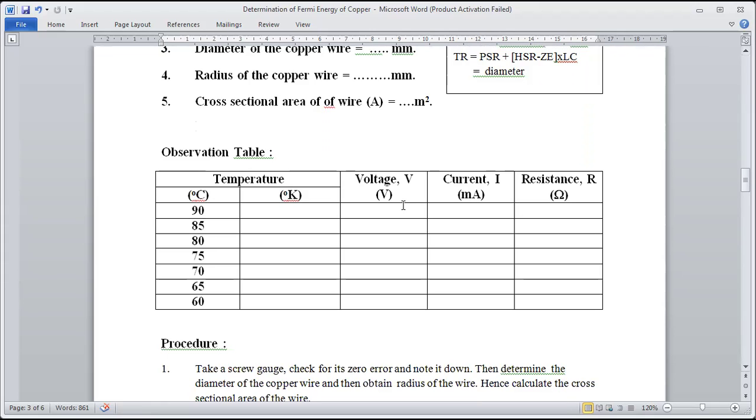The observation table will be like this. The temperature in degree centigrade is noted down from the thermometer, and this temperature is converted into Kelvin by adding 273 to every number. At every temperature, we have to note down the voltage across the coil and the current through the coil. Using Ohm's law, we calculate the resistance R is equal to V by I. This is a simple tabular column which should be used to note down the readings.